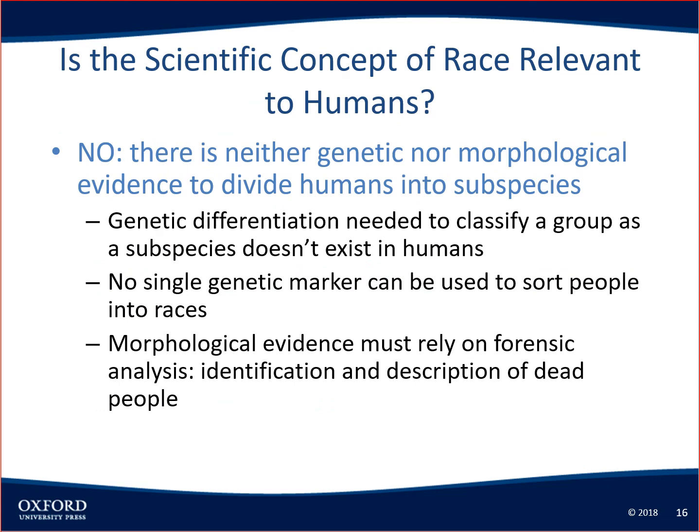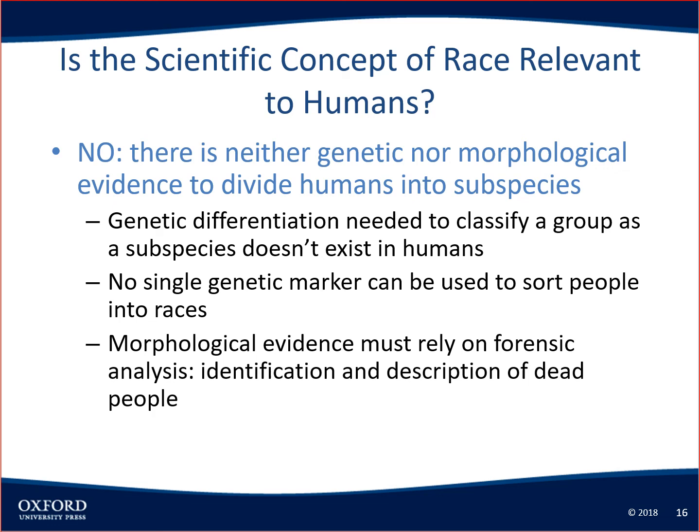So, is the scientific concept of race relevant to humans? No, there is neither genetic nor morphological evidence to divide humans into subspecies. We are all one species. The genetic differentiation needed to classify groups as subspecies doesn't exist in humans because there's no single genetic marker that can be used to sort people into races.